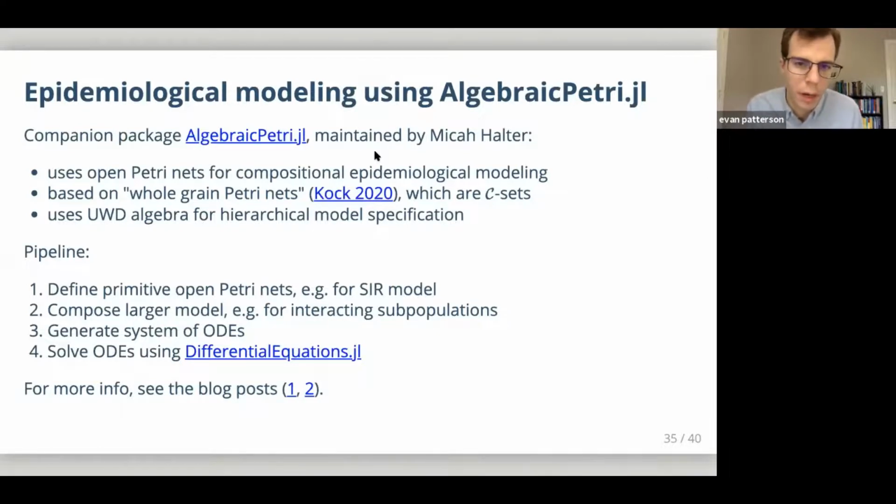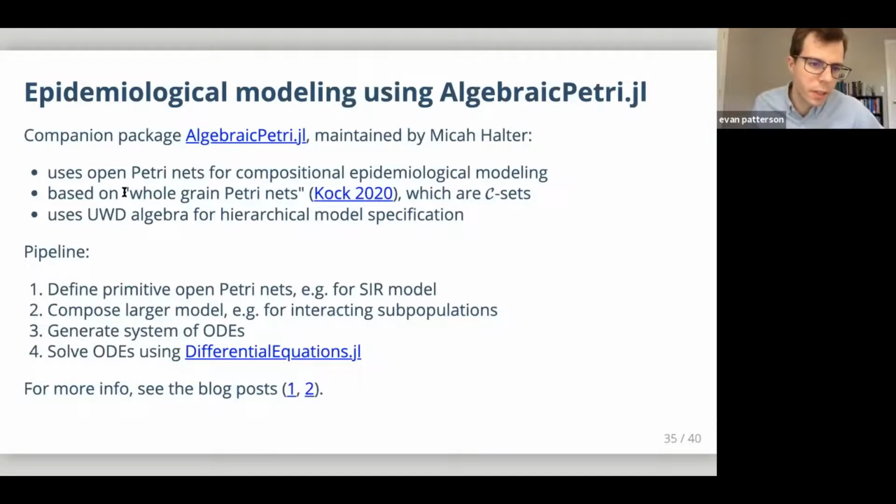An application of this that we've been exploring is epidemiological modeling. Micah Halter and James Fairbanks have done a lot of work on this. In particular, there's the companion package called AlgebraicPetri, which is maintained by Micah, and it uses open Petri nets to do compositional epidemiological modeling.